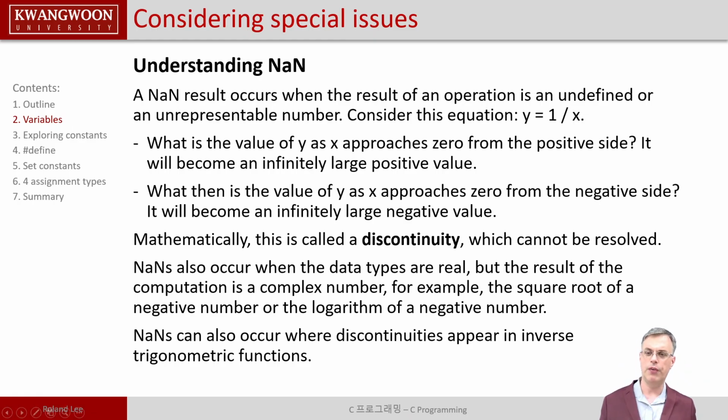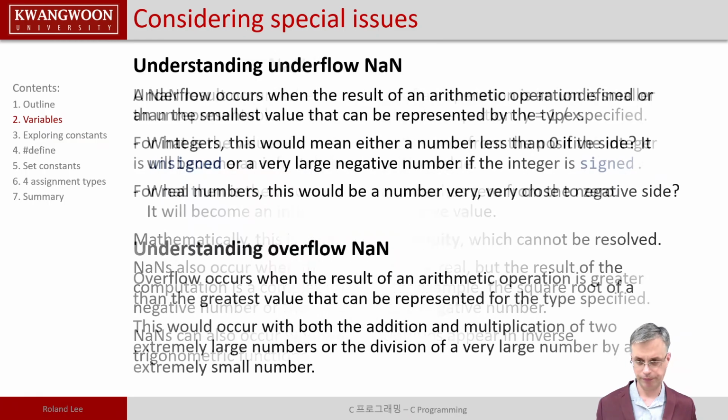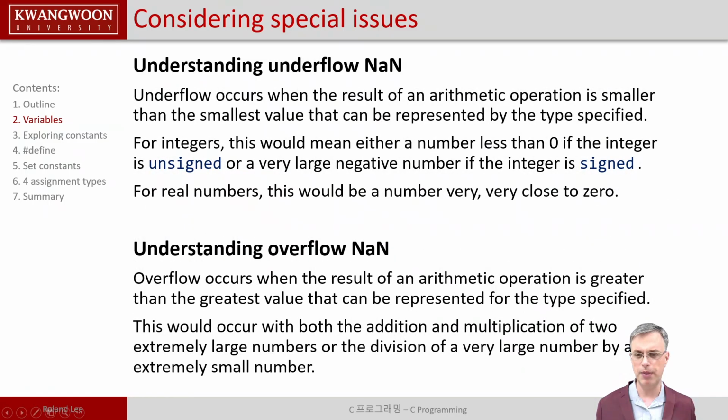NaNs also occur when the data types are real, but the result of the computation is a complex number. For example, the square root of a negative number or the logarithm of a negative number. NaNs can also occur where discontinuities appear in an inverse trigonometric function. Well, let's think about underflow.